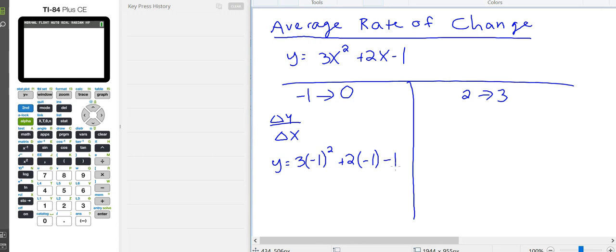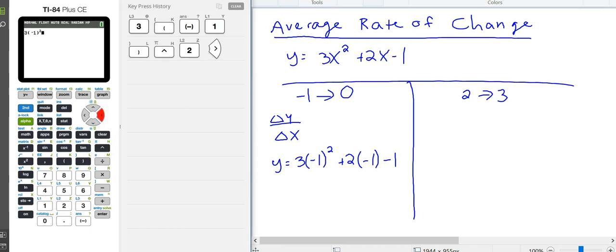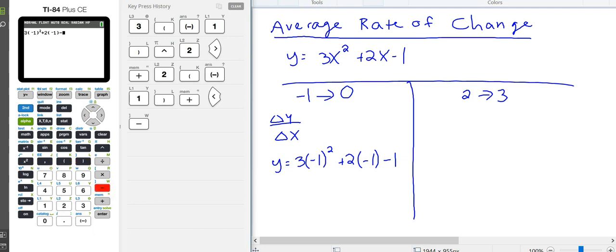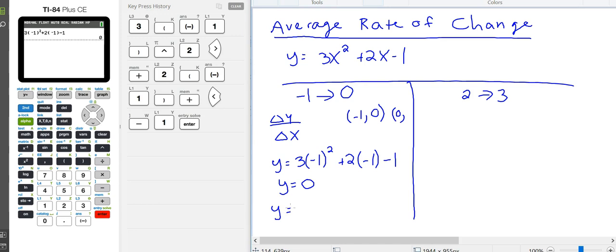The easiest way to do this is just punch the whole string of numbers into the calculator. 3 times -1 squared plus 2 times -1 minus 1. And then enter. So y is equal to 0. So our first y value is y is equal to 0. So our 2 points are going to be -1, 0, and 0, when we plug in x is equal to 0, what will be our y value?